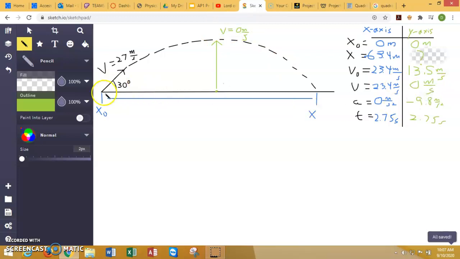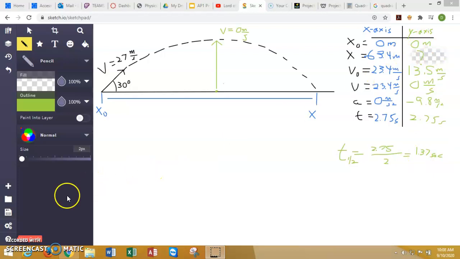Now, this is only half of the motion, which means this time does not work. What do we need to do with this time? At the max height, it goes up and stops. That's only half the motion. So I have to take my time and divide by 2. I'm solving for a displacement. What equation can I use?